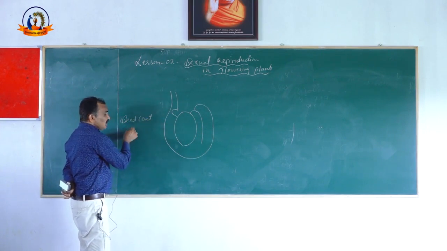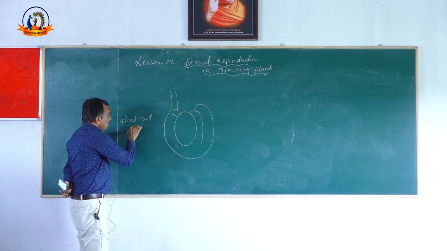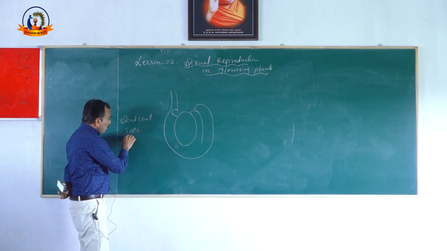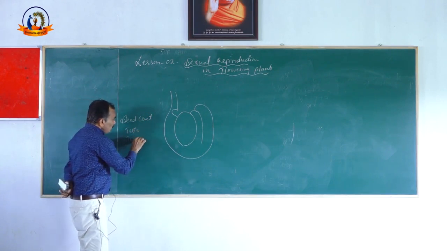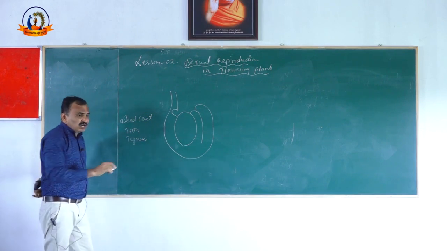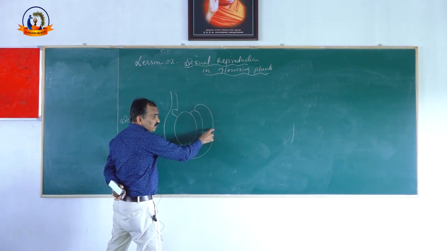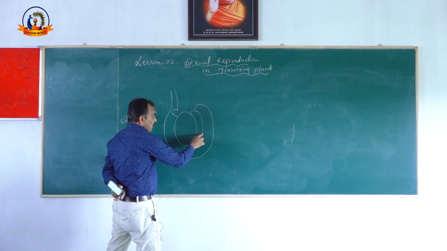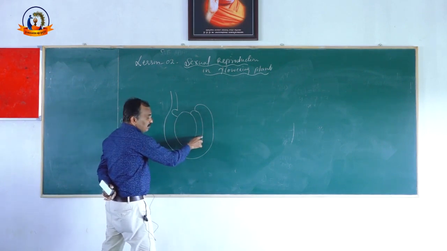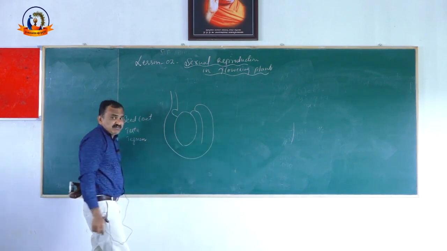Which are the seed coats? The outer seed coat is called testa, and the inner seed coat is called tegmen. The testa is developed from the outer integument, and the tegmen is developed from the inner integument.